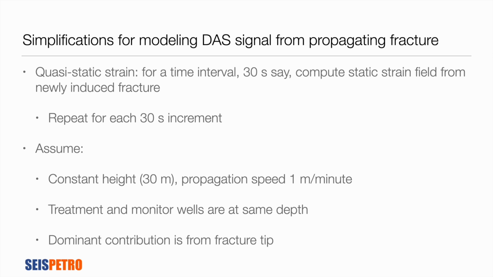Okay? We can do the same thing for the part of the fracture that develops in the next 30 seconds, and then the next 30 seconds, and so on. So in the end, we have what we call a quasi-static solution. For today, we're also going to assume a constant height of the fracture system, 30 meters, just for simplicity. We're going to assume it propagates away from the treatment well at a speed of 1 meter per minute, which is reasonable. We're also going to keep it simple by taking the monitor and treatment well depths as the same, remembering that we're focusing only on the horizontal portions of the wells. Finally, as noted, we'll compute the strain from the approaching fracture tip only, that is 30 meters in height.